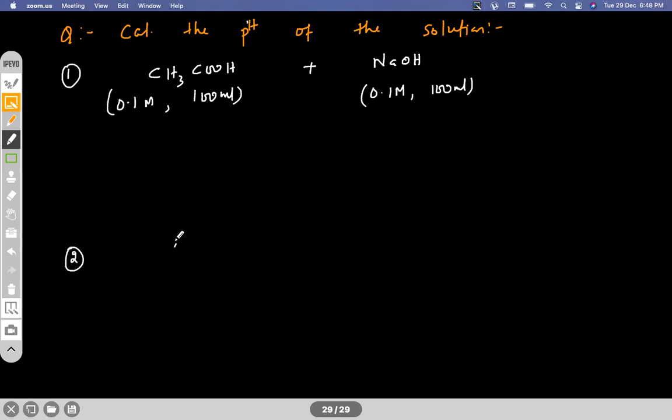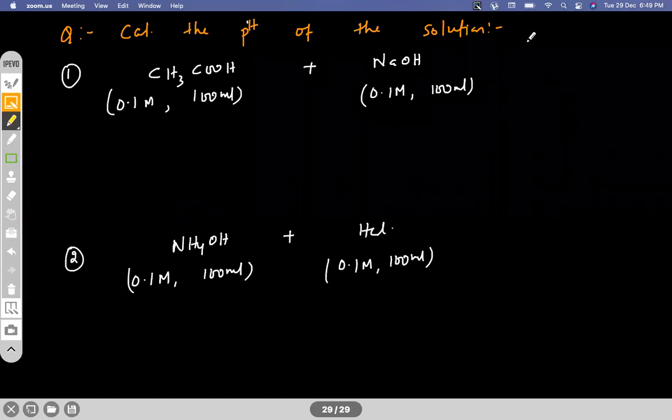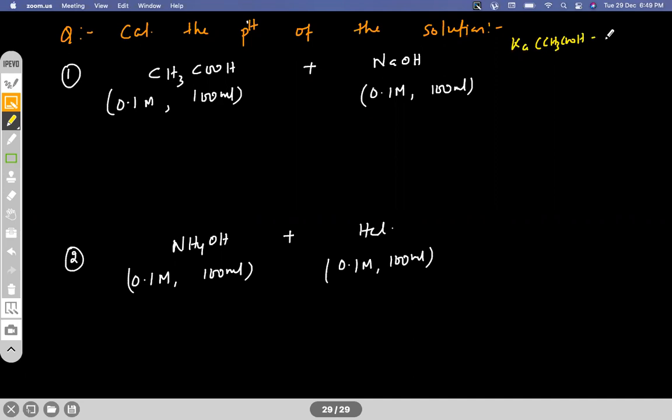The second one is, we have a weak base, NH4OH with HCl. For NH4OH, it is again 0.1 molar and 100 ml. HCl, it is 0.1 molar, 100 ml. The Ka value for acid CH3COOH is given. Kb value for base NH4OH is also given, both are equal, and this is equal to 2 into 10 to the power minus 5.